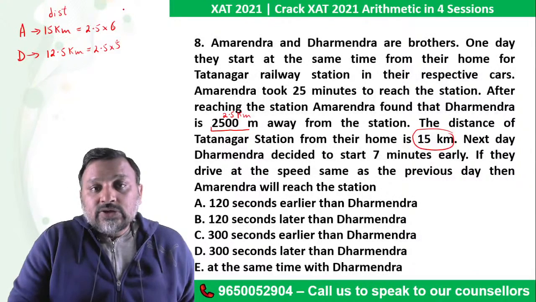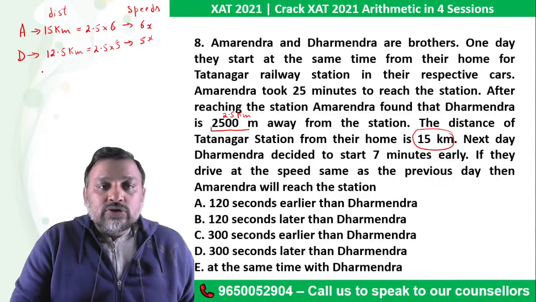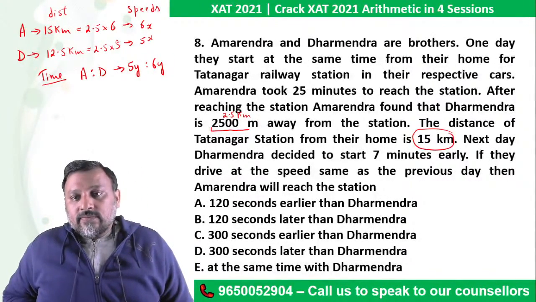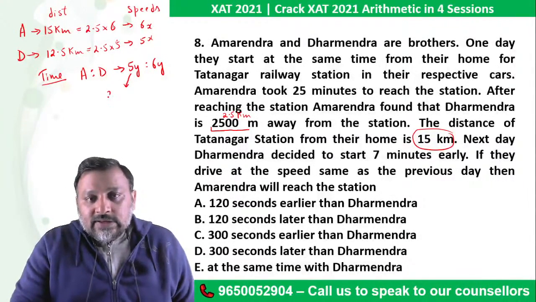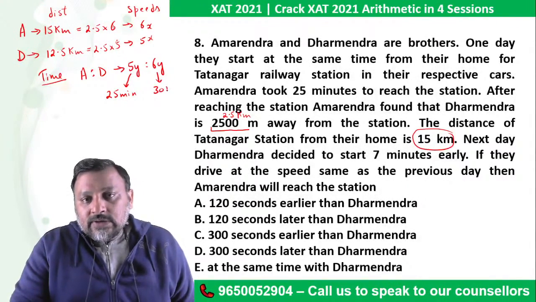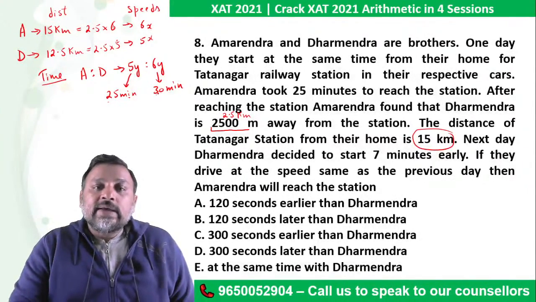So can we say the ratio of their speeds would also be 6 is to 5? And the ratio of the time of Amarendra and Dharmendra is the reciprocal of the ratio of the speeds, 5y and 6y. So the time taken by Amarendra is given, 25 minutes. So that means this value must be 30 minutes. Okay, so he takes 25 minutes, he takes 30 minutes.